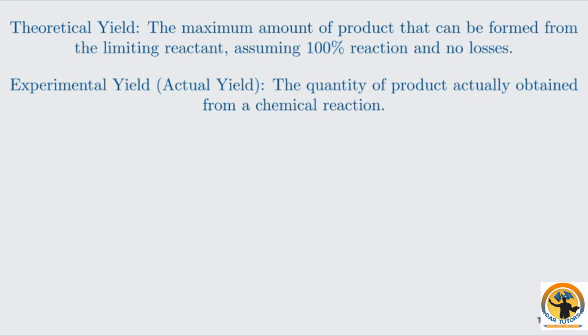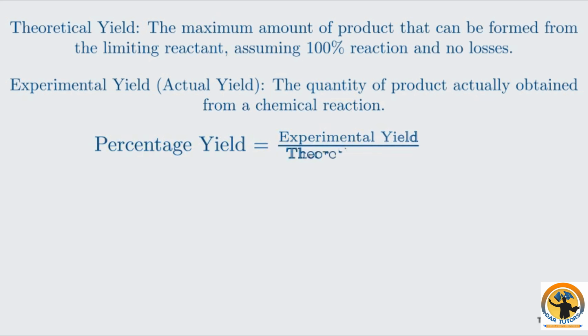Because experimental yield is almost always less than theoretical yield, we use percentage yield to express the efficiency of a reaction. The formula for percentage yield is the experimental yield divided by the theoretical yield, multiplied by 100%. The key is that both yields must be expressed in the same units, whether grams, moles, or volume.